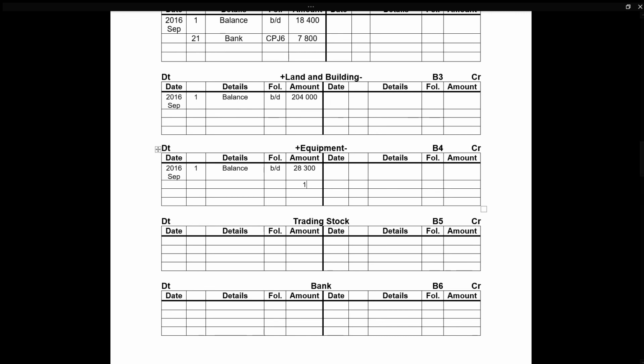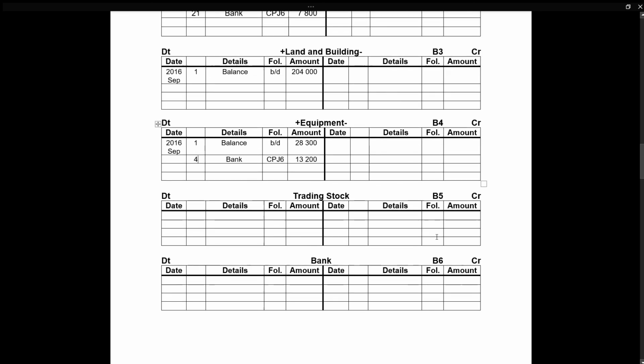Right, so 13,200 Rand. I got this from the CPJ6. My details will be bank. And this took place on the 4th. We need to use that specific day. It's not a total of a column. Right, trading stock.